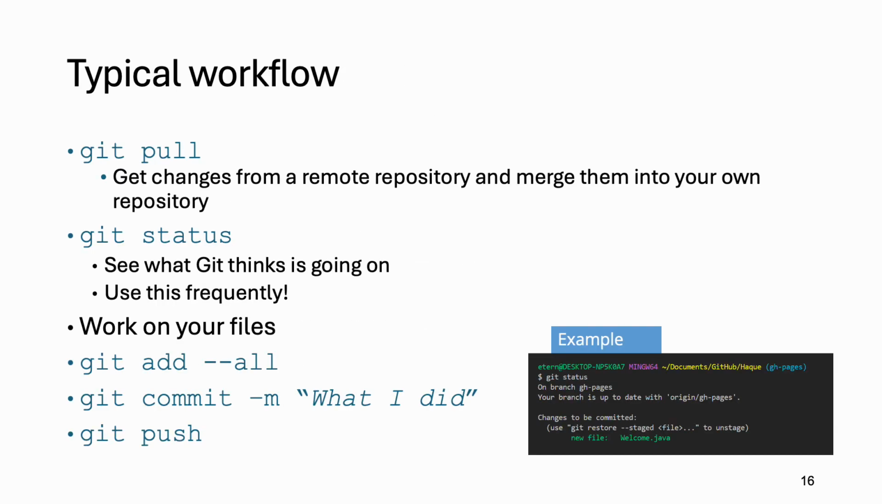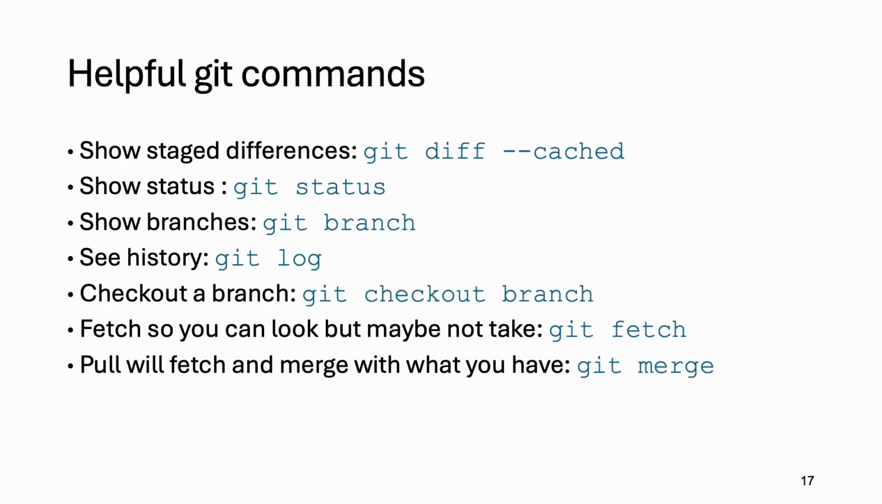So the typical workflow is to be local in your Visual Studio Code and then do git pull, which means if you have any changes in your remote repository, they will be applied to your local. You can always just type in git status just to make sure you know what's going on, and then work on your files locally, then do a git add --all, git commit -m with whatever your commit message is, and then git push. There are many more git commands like git diff --cached, with which you can see what the differences are.